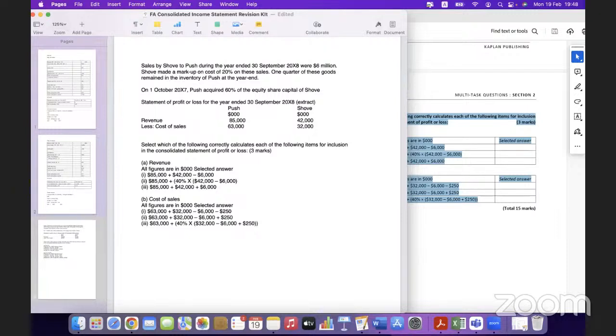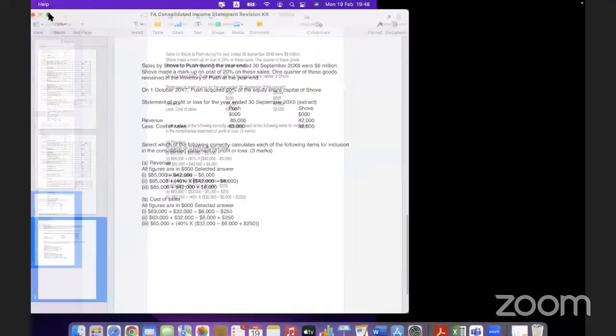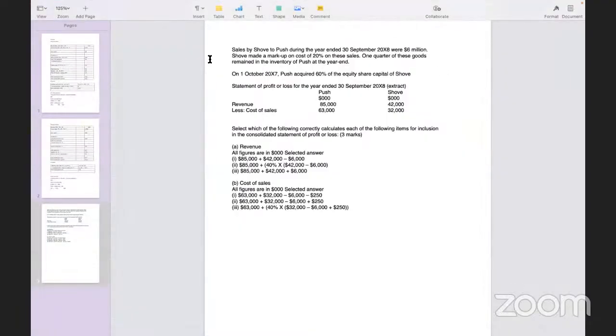Okay, right. So guys, let's resume after the break. I have copy pasted and given you a question from the revision kit. Can you guys try to attempt this question over here? So this is the information they have given to you. So guys, by using this adjustment, can you help me select the answers for these two questions they have asked here?